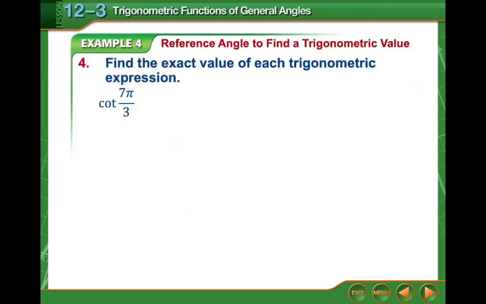So this one here, we want to find the exact value of cotangent of 7 pi over 3. So let's take a look here. So first off, what do we know about 7 pi over 3? So for one, 7 is more than double 3, right? So that means that if we are looking for that reference angle, the advantage of using radians is that the reference angle is pretty obvious. It's pi over 3, right?